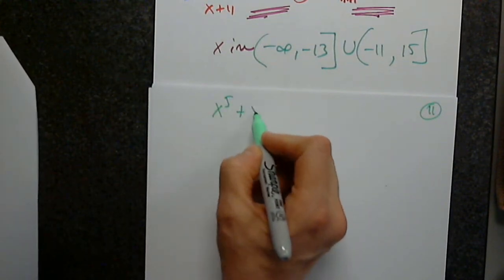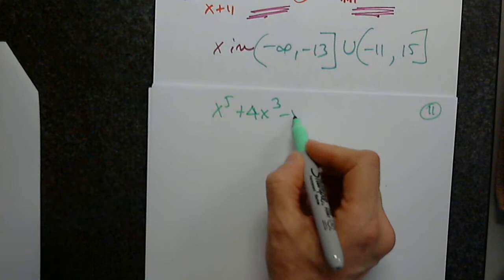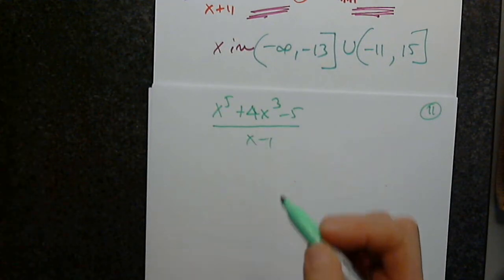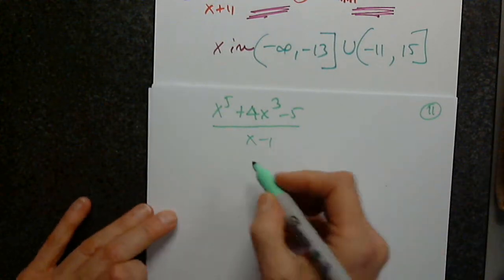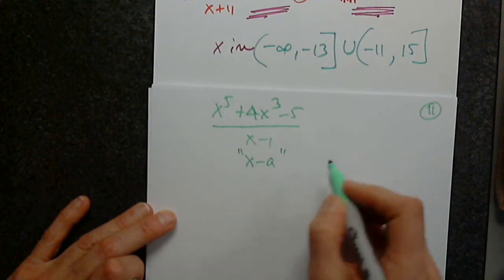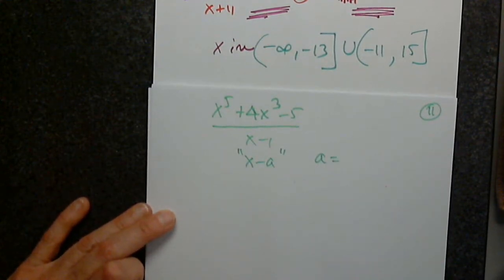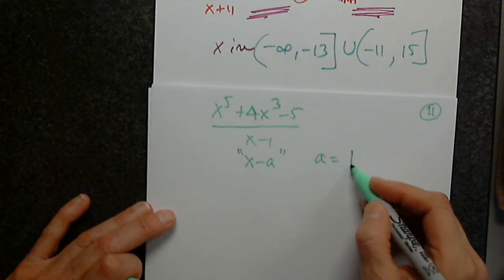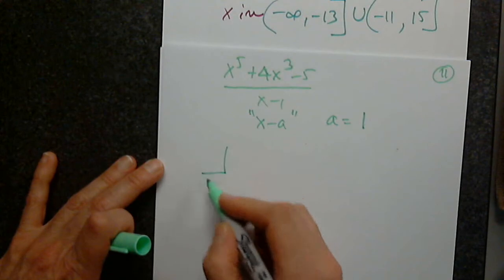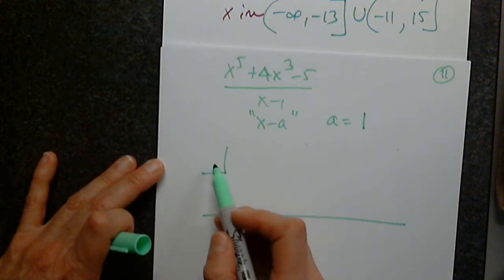So x to the 5th plus 4x cubed minus 5 over x minus 1. Descending order? Yeah. Can I use synthetic division? We're asked to use synthetic division. Yes, as long as the denominator is x minus a, in which case here a is 1. That's what goes in the box.